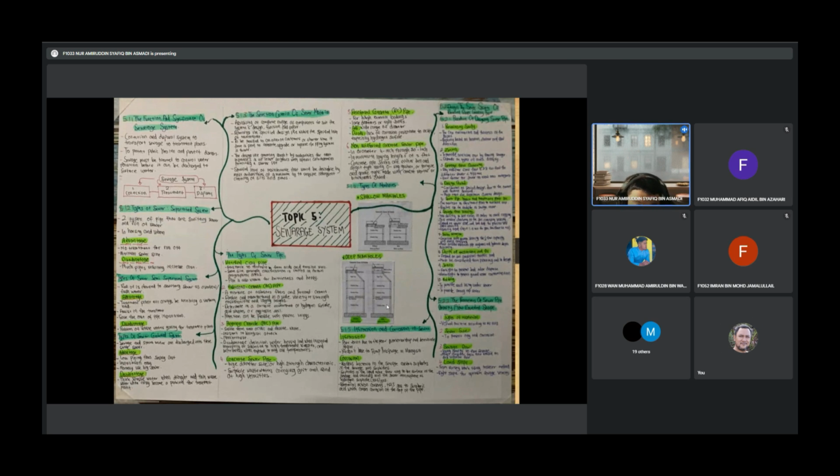Seterusnya ialah sewage treatment, mempunyai 3 tajuk utama, iaitu characteristic of sewage.